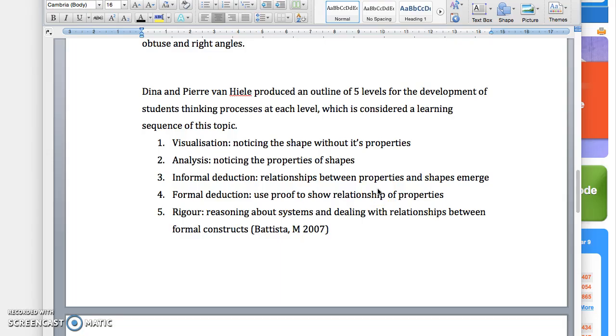However, Dina and Pierre Van Hiele produced these 5 levels of development and how students' thinking processes develop at each level. So levels 1 and 2 are generally the ones that primary school students are involved in. So visualization, noticing the shape without its properties, and then they go on to analysis, so noticing the properties of shapes. Level 3 would be a level that students in high school would be involved in, so informal deduction. This is when they start to develop those relationships between properties and shapes.